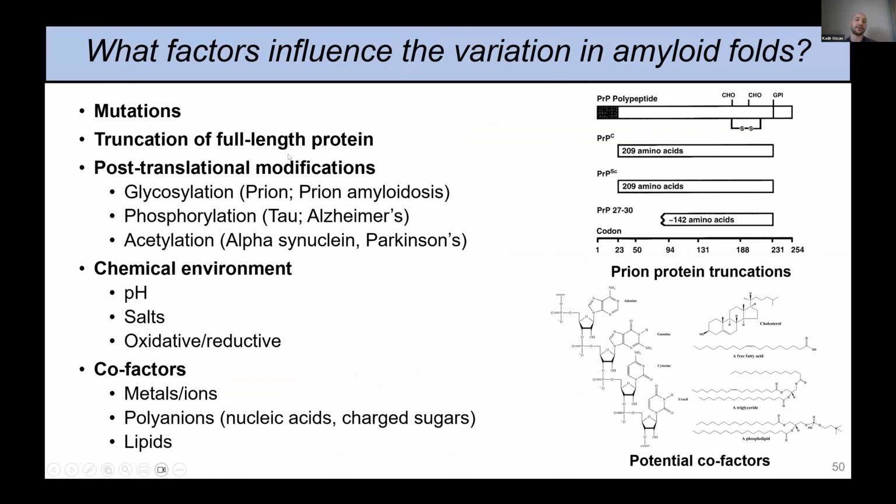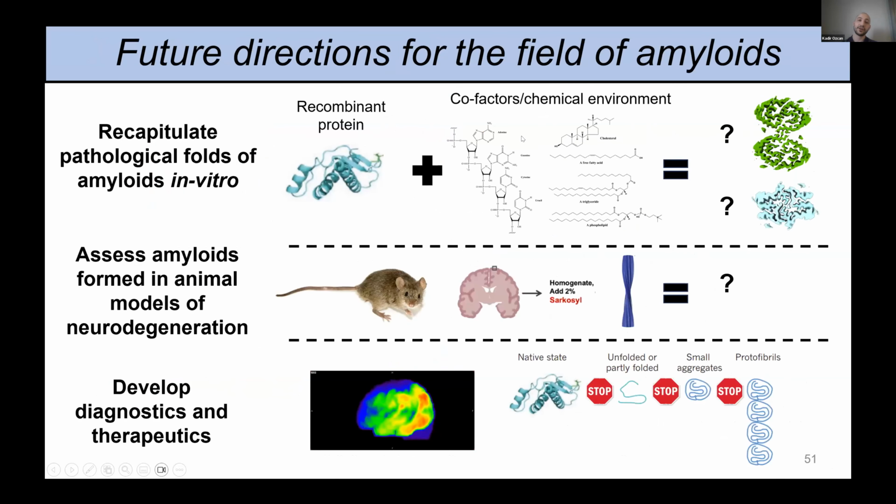So there's quite a few, I'm not going to go into depth, but things like mutations in the sequence, truncation of the protein from full length to smaller proteins, and lots of things like post-translational modifications, the chemical environment, such as pH, salts, the oxidative state, and even cofactors such as metals and ions and other things can influence these variable folds. So general future directions for the field will be to take these recombinant proteins in a test tube setting and try to figure out what causes them to fold into the correct fold that we see from the human brain. Other things we can do are assess the amyloids formed in animal models.